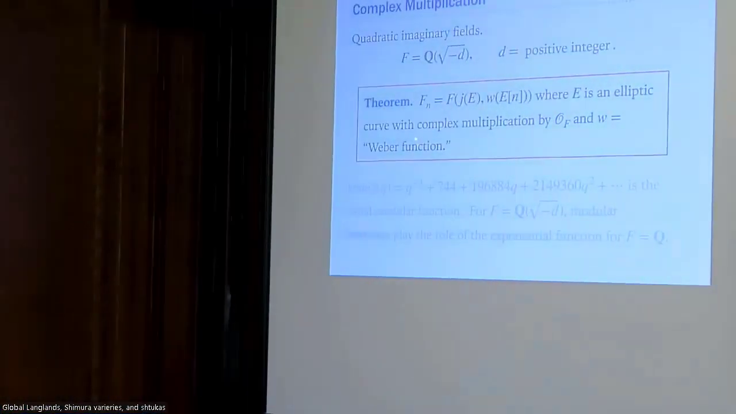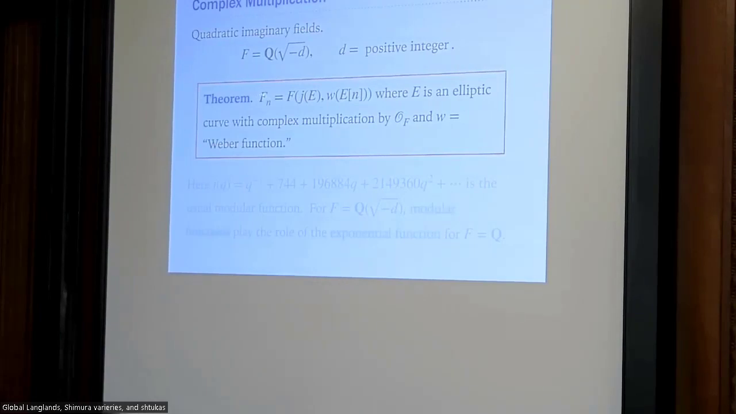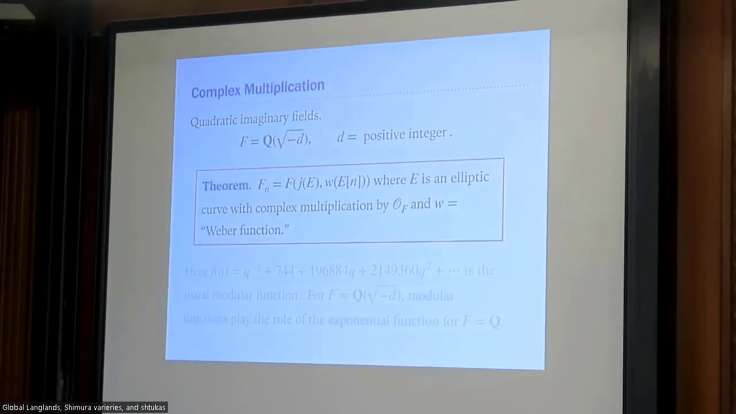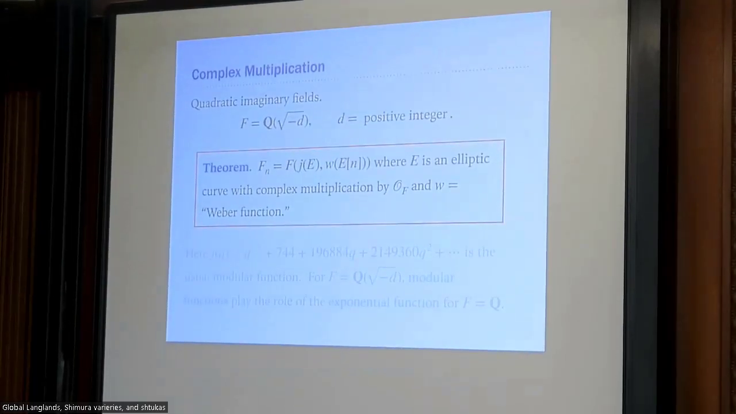the theorem is that the nth ray class field F_n, the ray class field of conductor n, is obtained by adjoining the j-invariant of an elliptic curve with complex multiplication by the ring of integers in F, together with essentially the coordinates of the n-torsion points. There's some slight modification you have to do, called the Weber function, which I won't get into, but it's essentially the coordinates of the n-torsion points of that same elliptic curve.